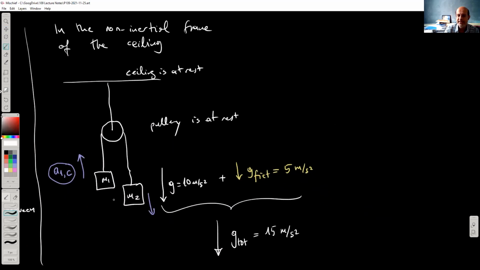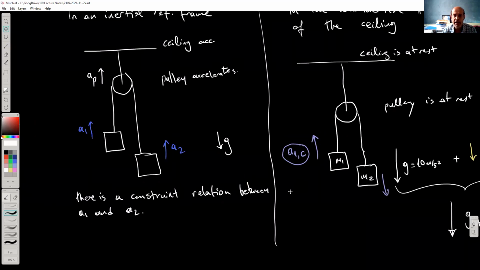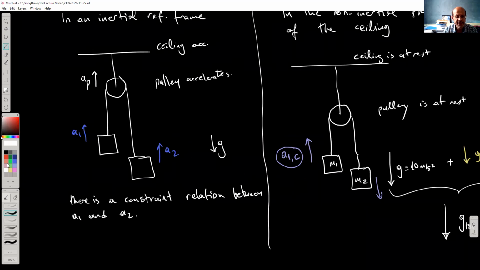In this frame too, there is a constraint relationship, but it is easy to express. We will say that if this block accelerates upward with an acceleration A, then this block accelerates downward with an acceleration A. So it's quite easy to see what the constraint relationship in here is. It is harder in here, right? Let's say it like that, therefore. The main difficulty in here is expressing the constraint relation.